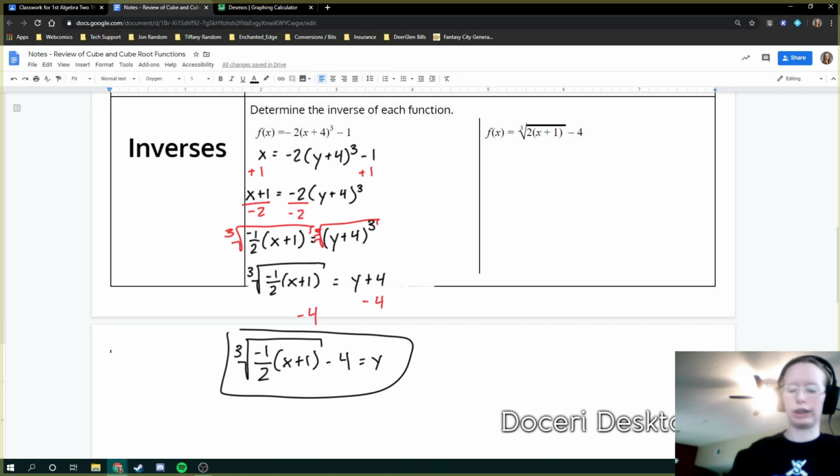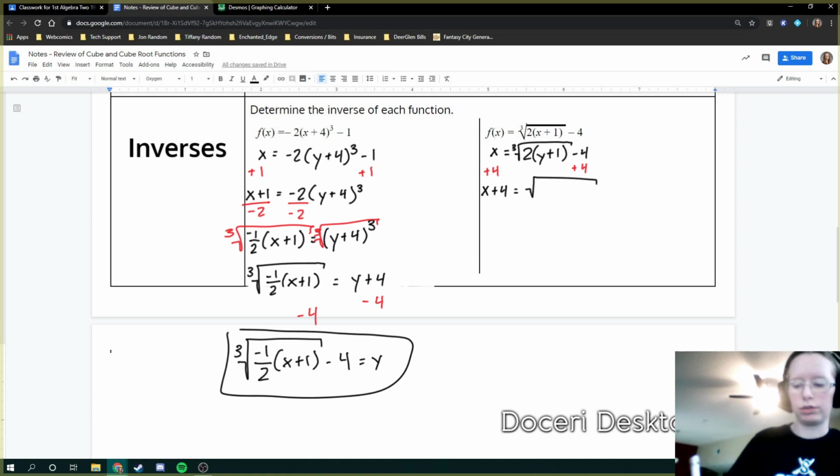Alright, so second example, just starting from a cube root rather than a cubic, just to give you a different perspective. So I start off by switching x and y, then I slowly start to solve for y. So I'm going to add 4, get x plus 4 equals the cube root of 2y plus 1.